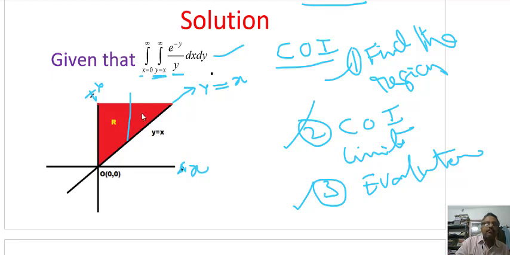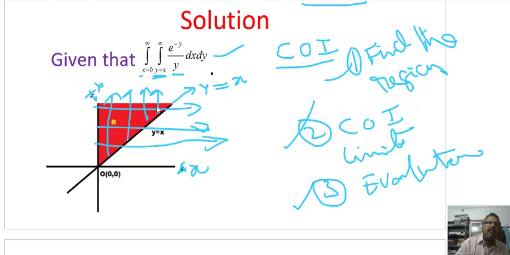Y is x to infinity means y equals x is this straight line up to infinity. And also x is 0, which is nothing but the y-axis, to infinity. The combined region is the red color region. So the first step is completed: for the given integral, find out the region.